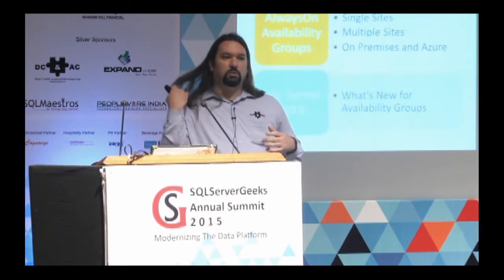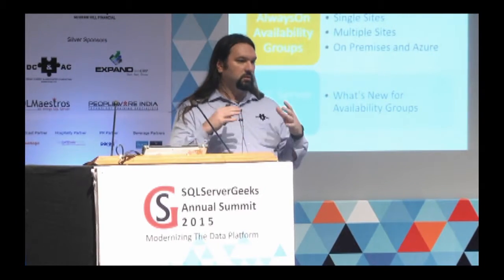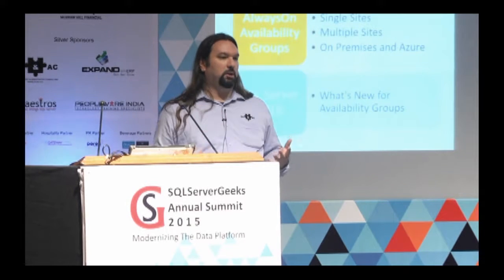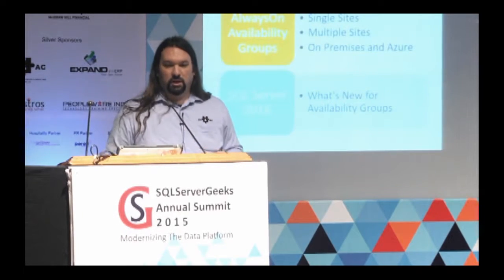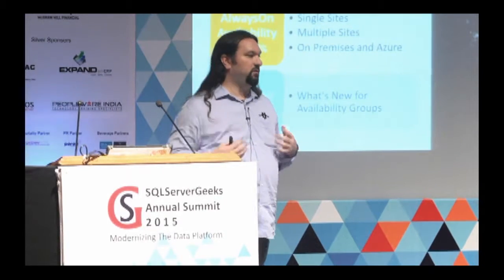So here's what we're going to talk about over the course of the next hour or so. We're going to be talking about the high availability and disaster recovery options within SQL Server 2014. And then we're also going to talk about some of the new features and enhancements that are coming in SQL Server 2016 when it gets released. So we're going to start with Always On failover clustering. We may know that more as traditional failover clustering. We're going to talk about Always On availability groups.